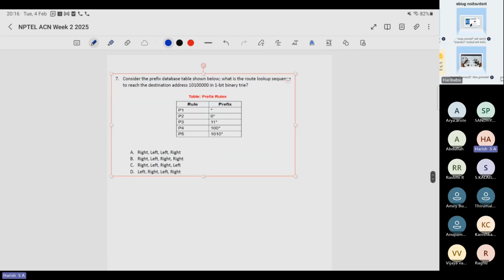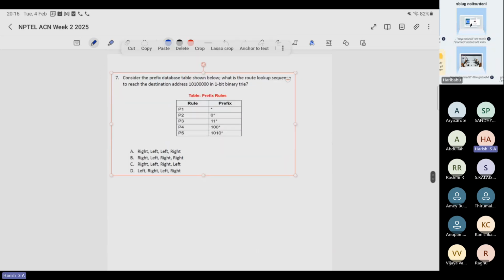Okay. So consider the prefix database shown below. What is the root lookup sequence to reach the destination address 101000000 in 1-bit binary trie? Right. It's all the same question asked in.